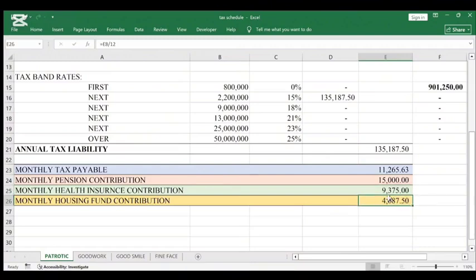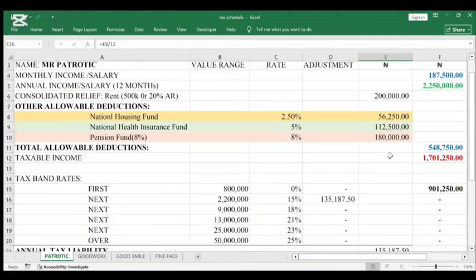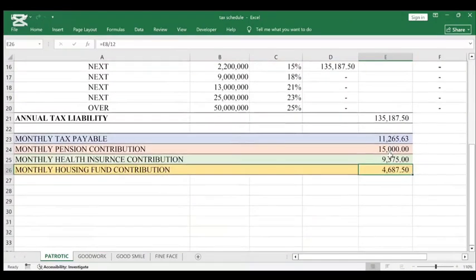But if you want to do it annually for filing, if it's FIRS, if you don't file monthly, it's annually. You use these values. All right, these values you use them since they are annual to file for your returns. All right, so that's it.